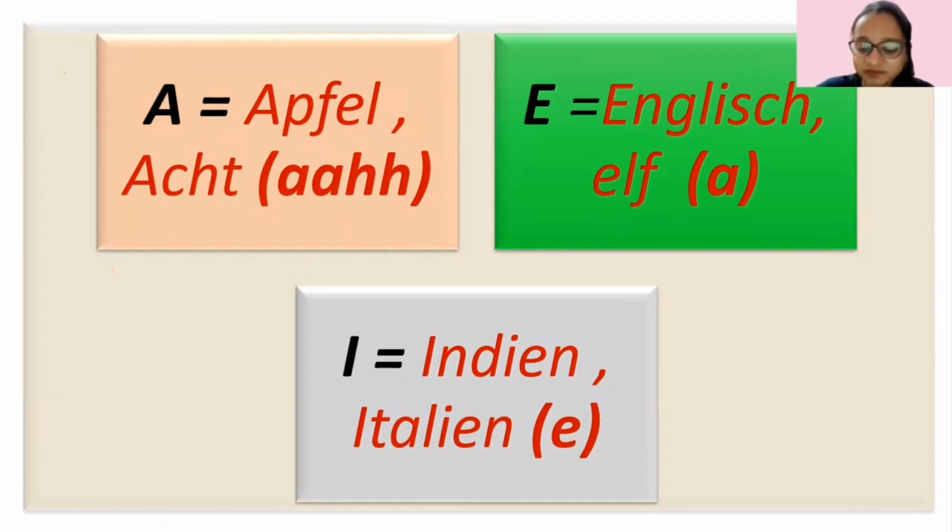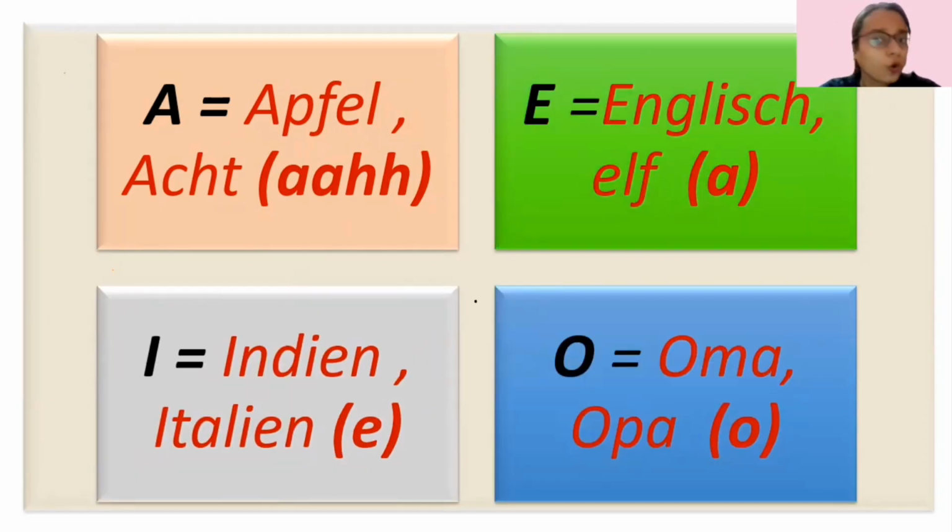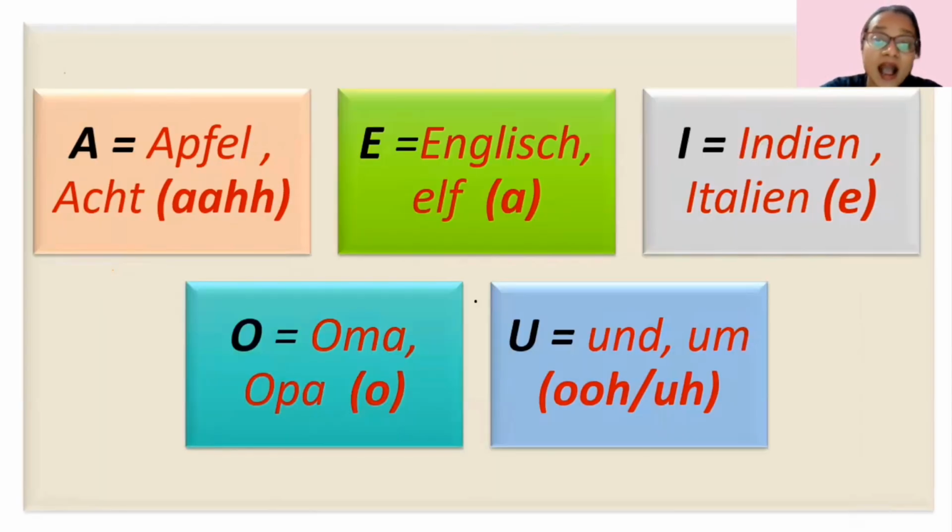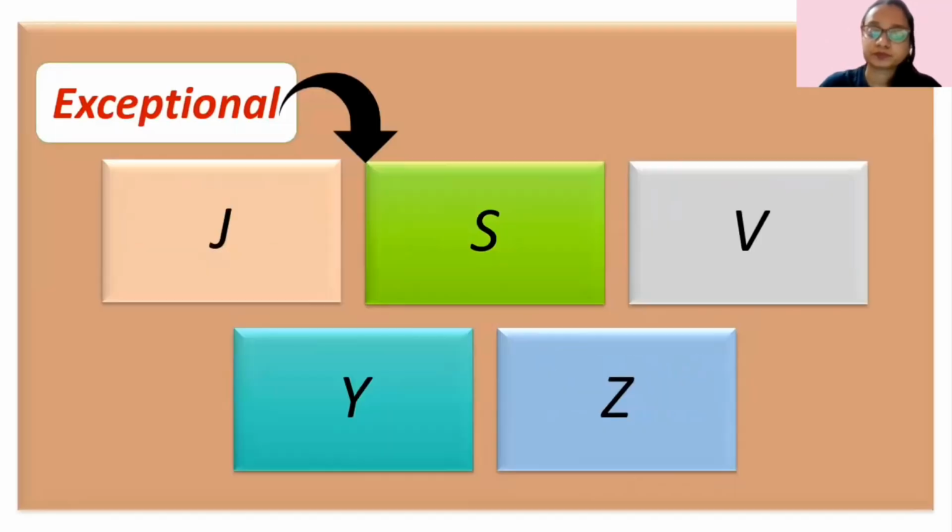Next is O. The O sound is O, thank God. For example, Oma. Oma means grandma. Opa, which means grandfather. And the U sound is oo. You can also write it like the Hindi oo. Und, which means and. Right.